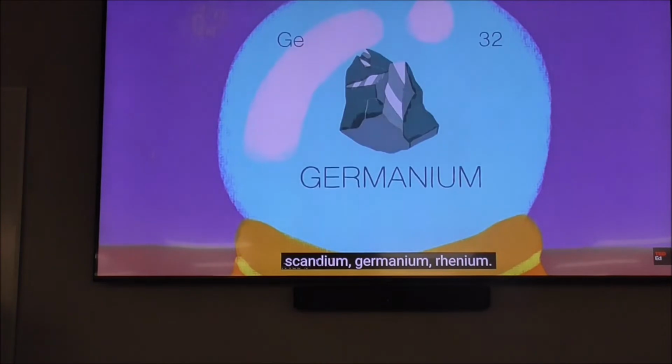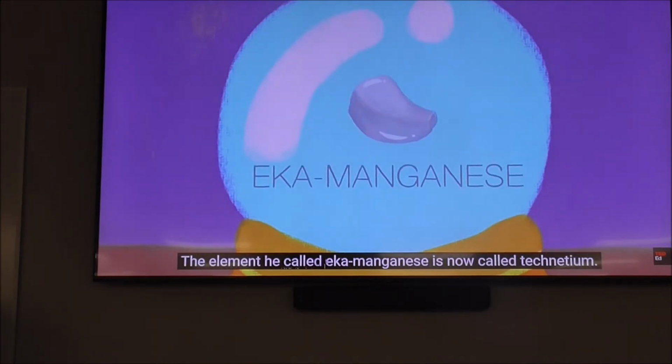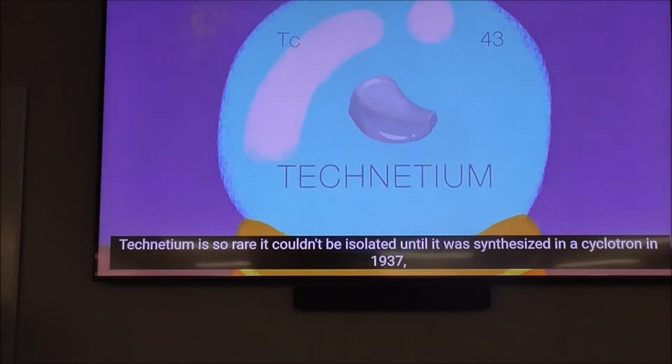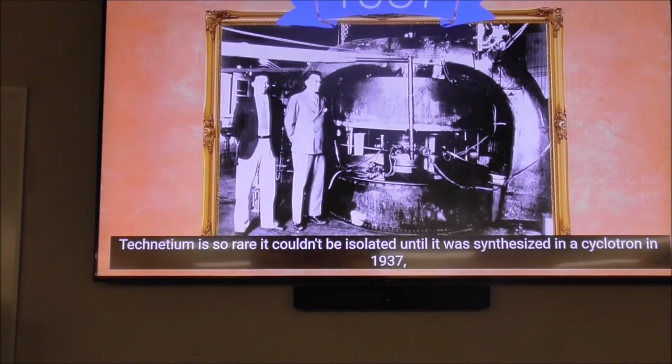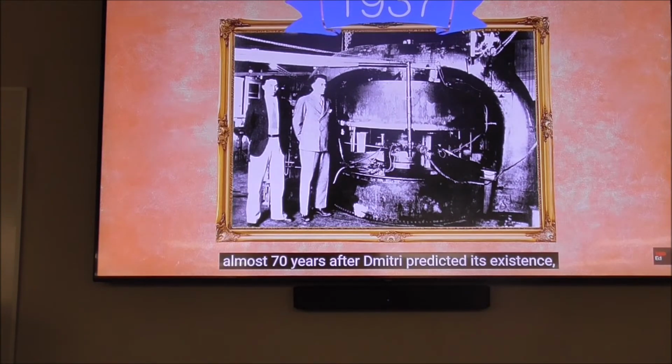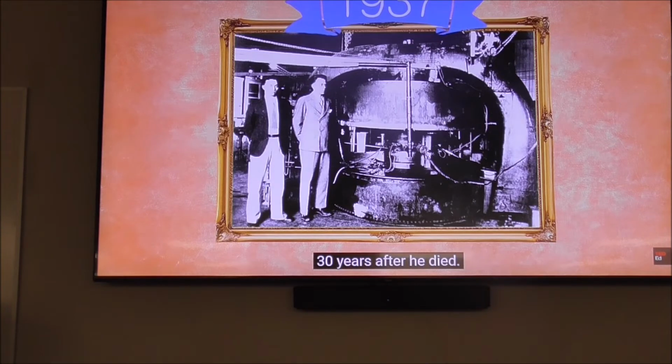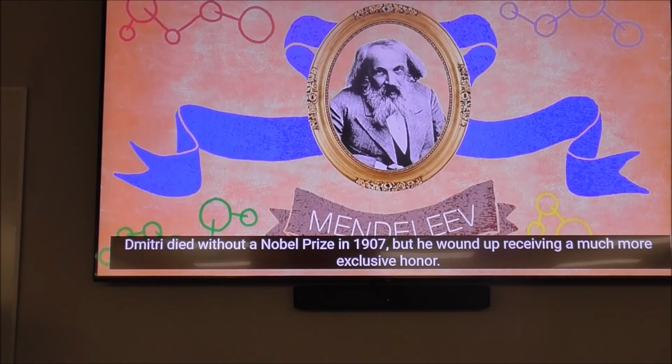Scandium, germanium, rhenium. The element he called ekamanganese is now called technetium. Technetium is so rare it couldn't be isolated until it was synthesized in a cyclotron in 1937, almost 70 years after Dmitry predicted its existence, 30 years after he died. Dmitry died without a Nobel Prize in 1907, but he wound up receiving a much more exclusive honor.